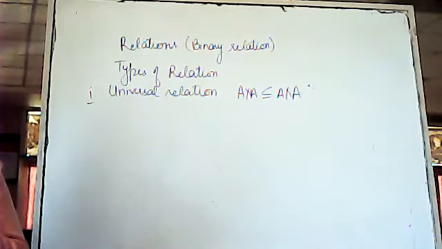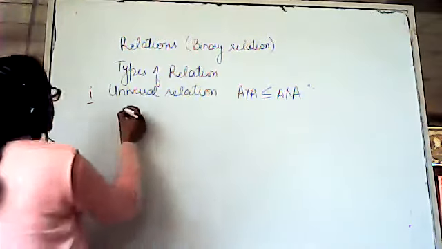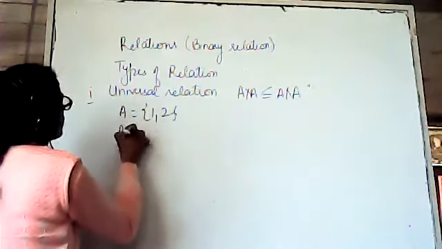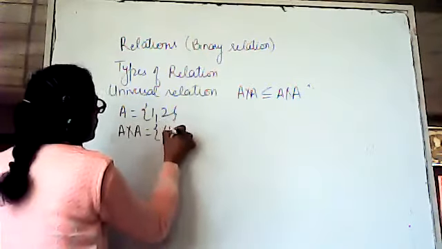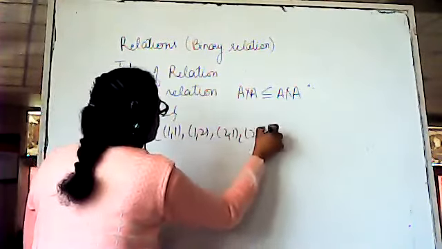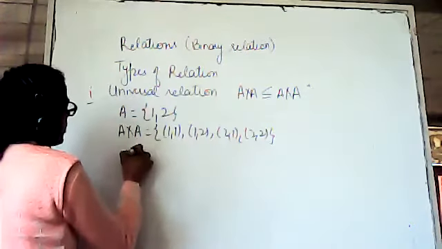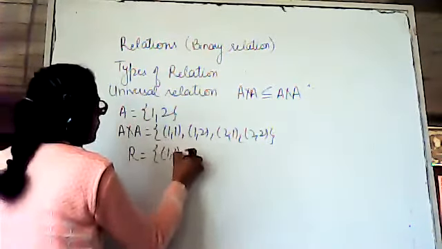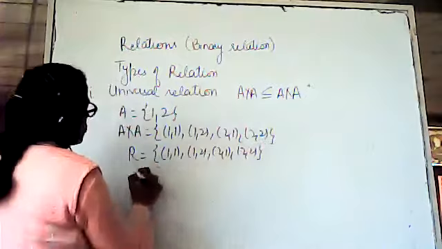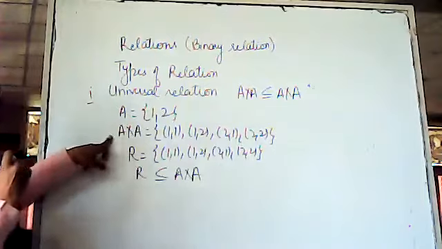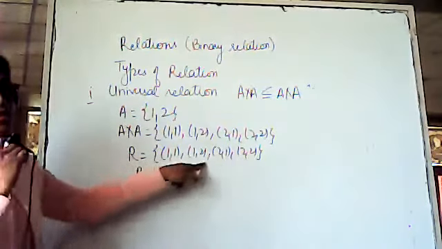This relation is called universal relation of the set A. For example, let us suppose we are having a set having elements 1, 2. So what will be the cross product of two sets? It will be 1 1, 1 2, 2 1 and 2 2. So if we take the relation R as 1 1, 1 2, 2 1 and 2 2, R is an improper subset of A cross A, having all the elements of A cross A. So this relation is called universal relation.